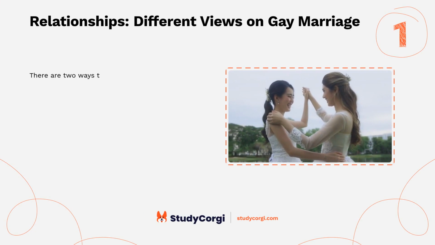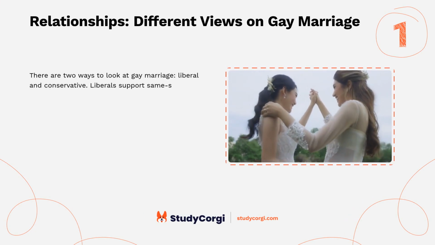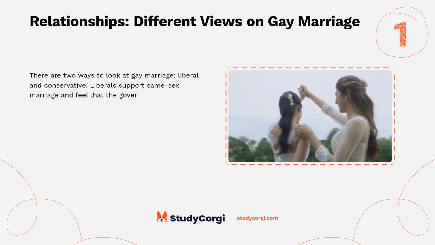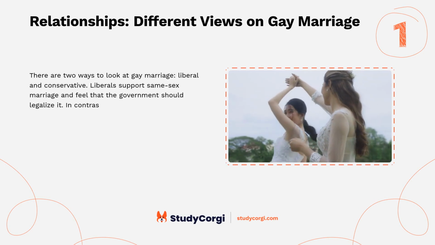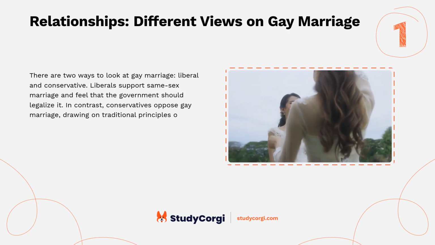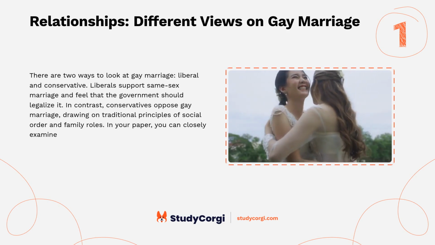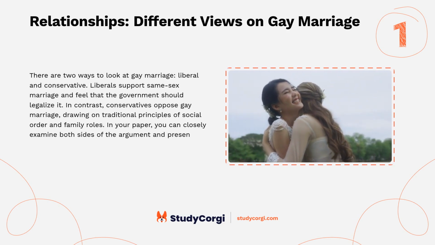There are two ways to look at gay marriage, liberal and conservative. Liberals support same-sex marriage and feel that the government should legalize it. In contrast, conservatives oppose gay marriage, drawing on traditional principles of social order and family roles. In your paper, you can closely examine both sides of the argument and present your view on this issue.